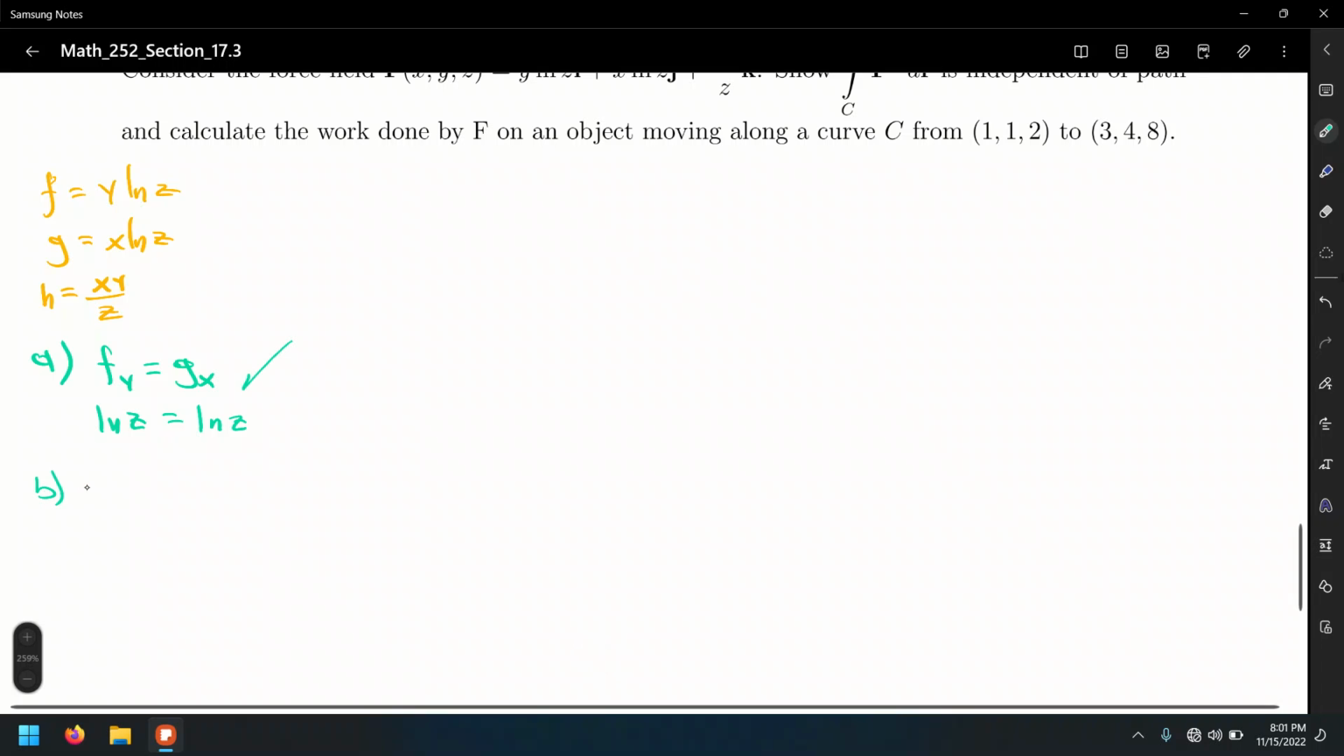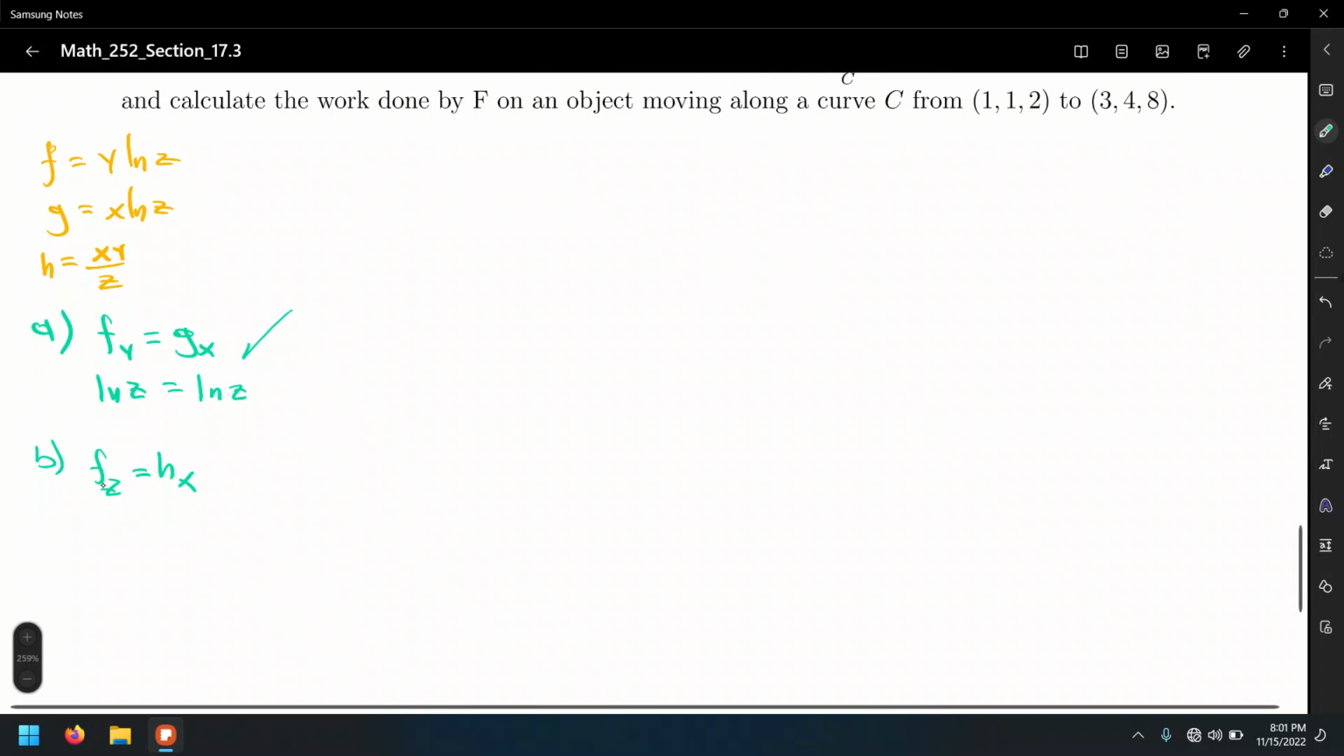Letter B, let's show that the partial of F with respect to z equals the partial of H with respect to x. The derivative of F with respect to z, differentiating ln z, is 1 over z times y, so that's y over z. And the derivative of H with respect to x is just 1 times y over z, which is y over z.